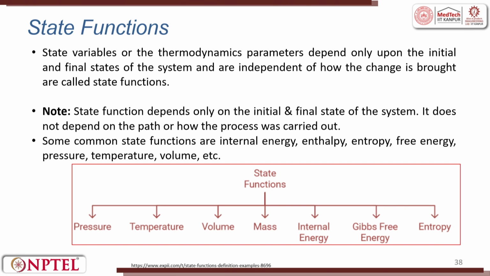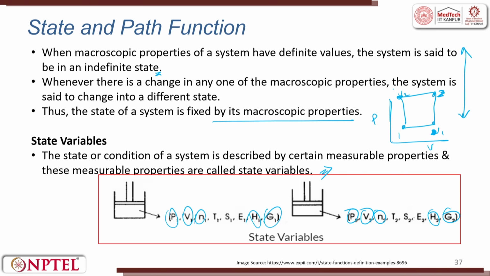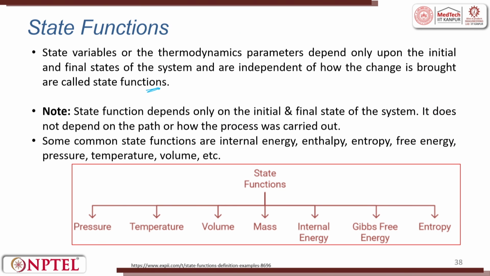The state variables or the thermodynamic parameters depend only on the initial and the final state of the system and are independent of how the change is brought about; these are called state functions. So now, measurable quantities are state variables, and state functions are independent of the path. Our state variables or thermodynamic parameters depend only upon the initial and the final state of the system and are independent of how the change is brought about; that is called a state function.